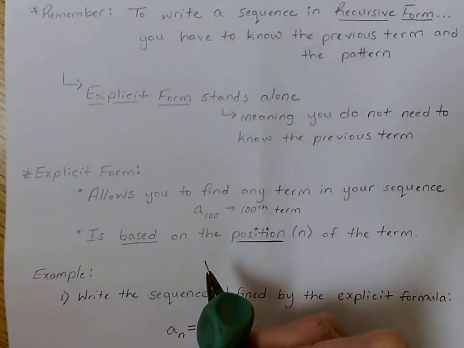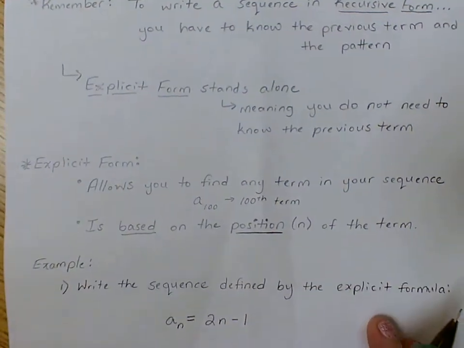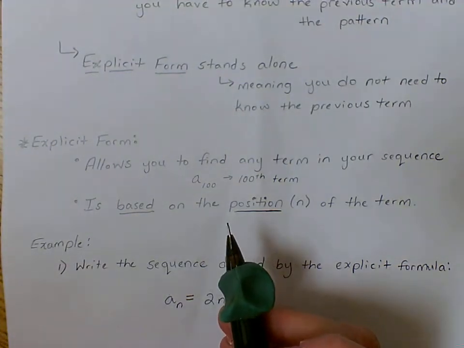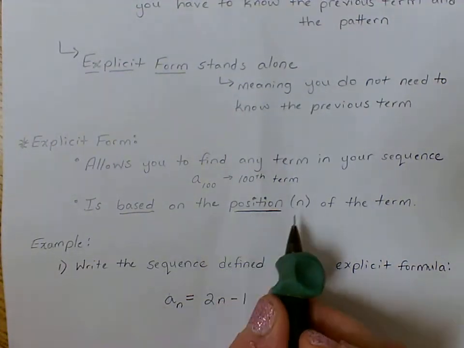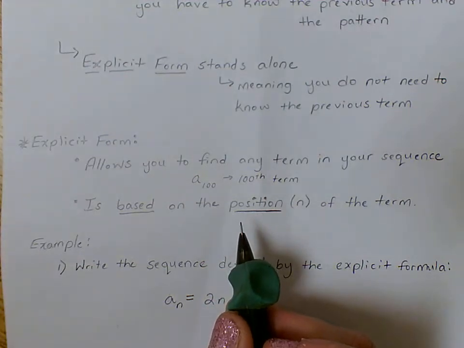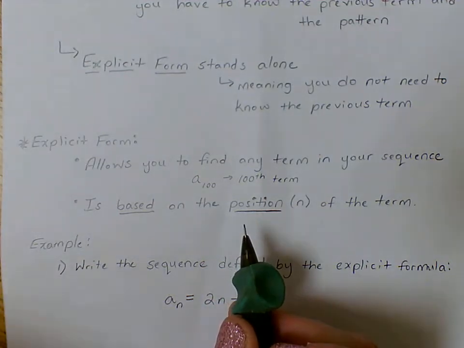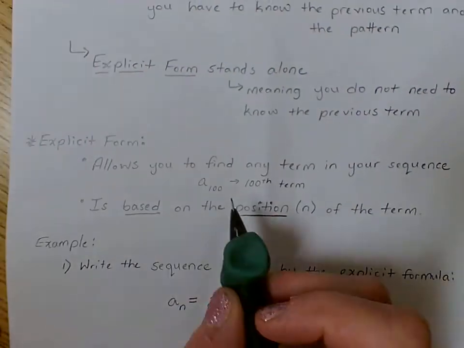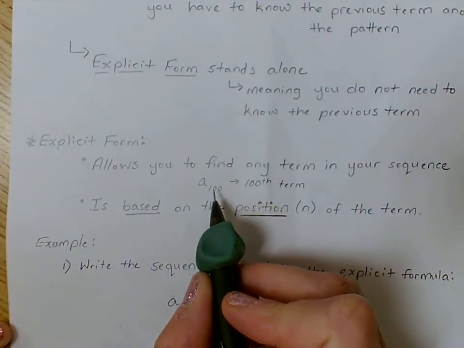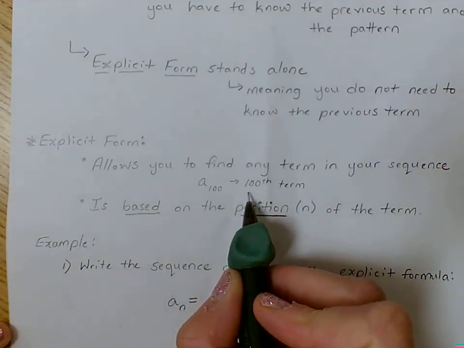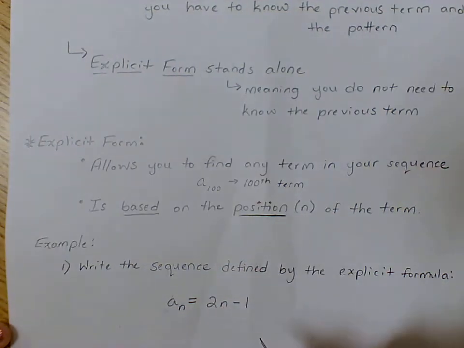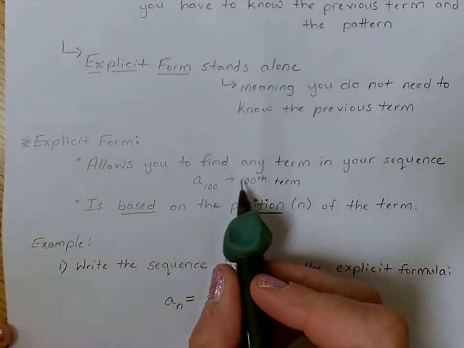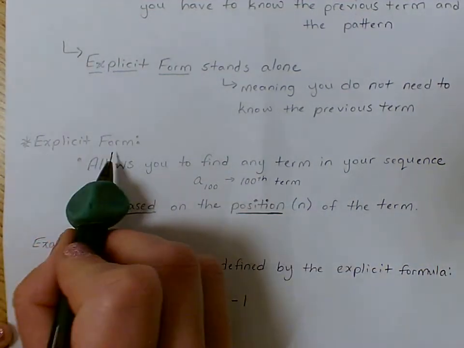The reason why explicit form is so good to have when you're looking for terms in a sequence is because it is based on the position. All you have to know is which term you're looking for, and you will be able to use this equation that you write to find it. So if I asked you to find a sub 100, or in other words the 100th term in your sequence, all you're going to have to do is plug in 100 into this equation and it will tell it to you, okay?